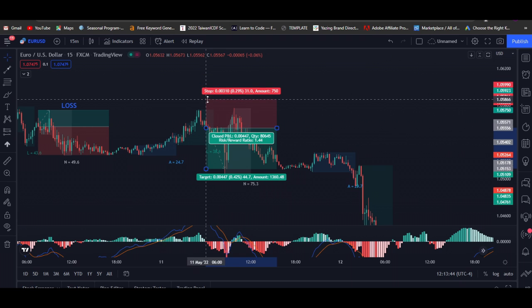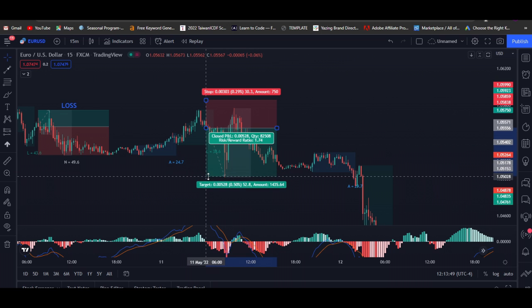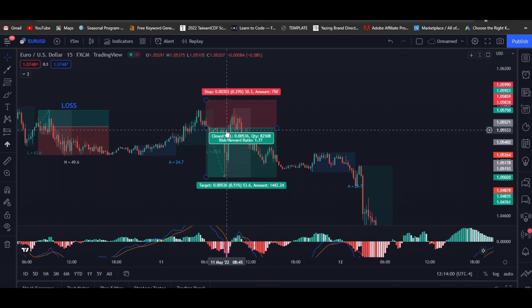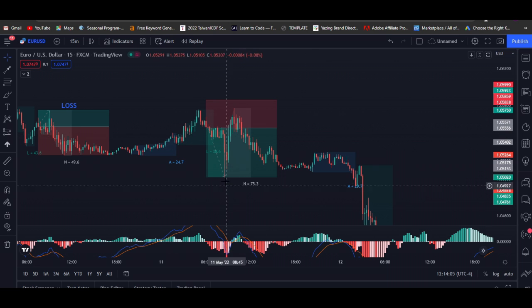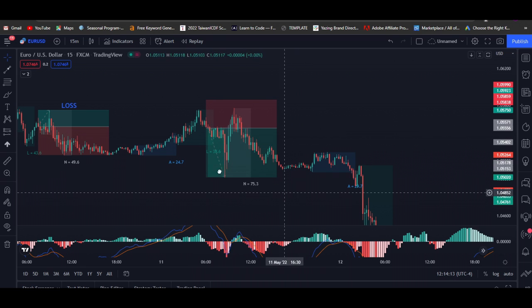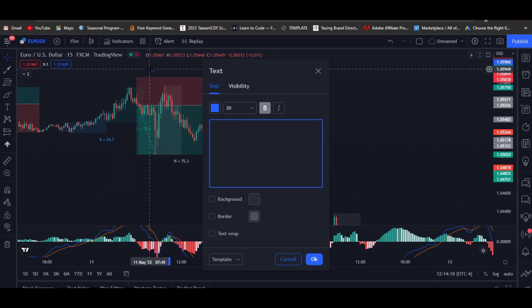30 pip stop loss. And price went down for 53 pips and then would have gone back up. If we would have left this trade open, it would have gone up and hit our stop loss at break even right here. So normally we would have just taken this profit right here, 53 pips. So let's record that. 53 pips.